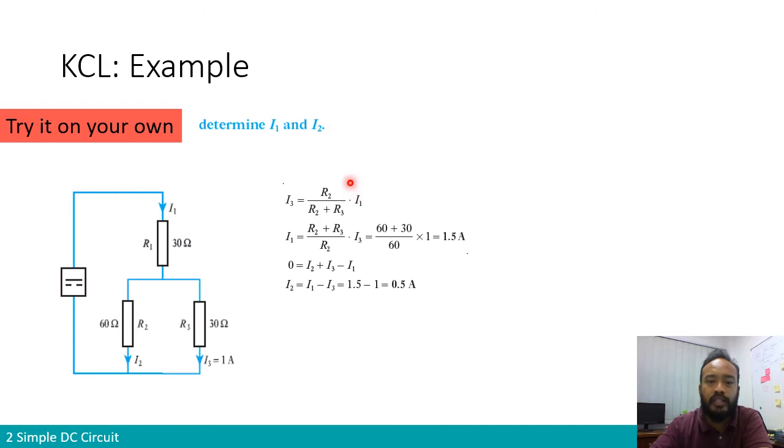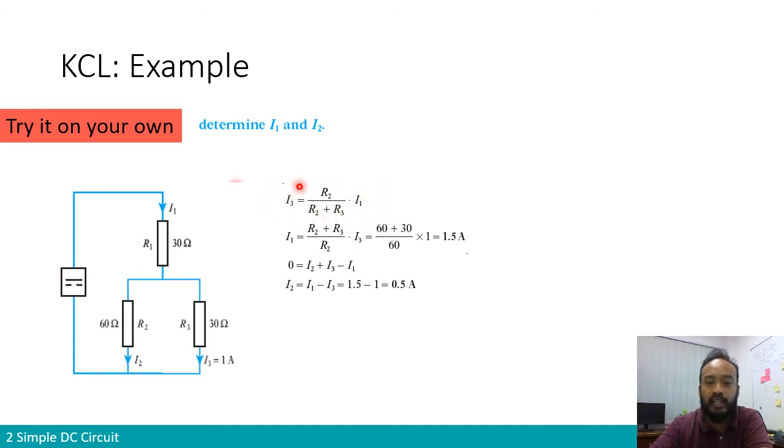We first use the current divider to relate the supply current I1 and I3. Because I3, which is 1 amp, is a portion of I1. So what is the portion? I3 equals I1 multiplied by the ratio, which is R2 divided by the sum of R2 plus R3. In this equation we know the value of I3, therefore we can find I1.